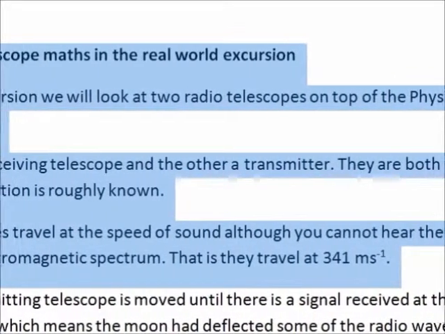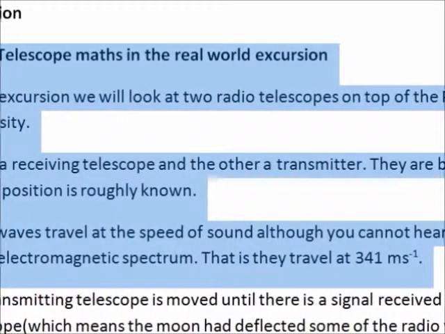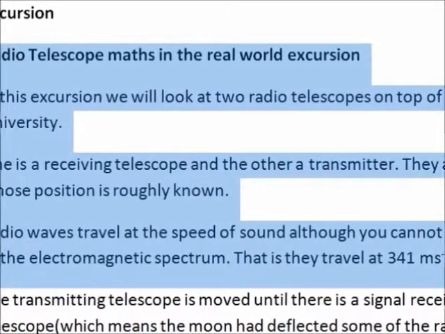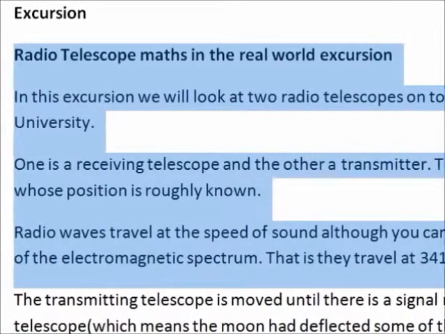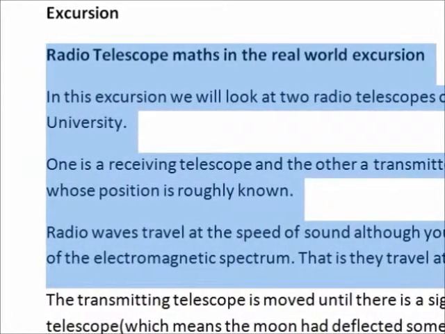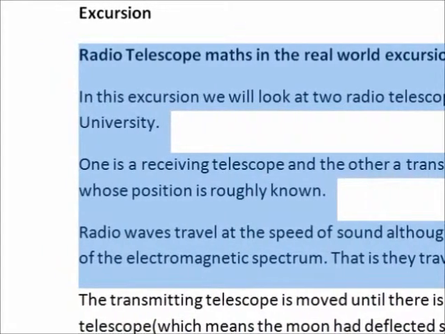a signal on the receiver and work out how wide the moon is, which is pretty good, and you can work out how far the moon is away from the Earth as well, very accurately, just using those 2 telescopes. And I thought that would be a good trigonometry excursion for the children.